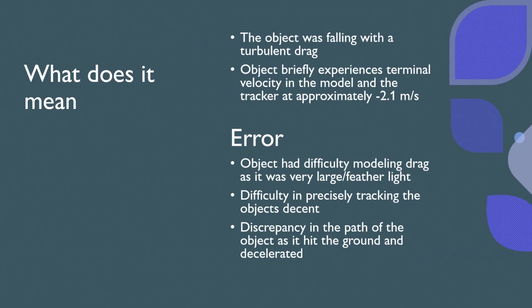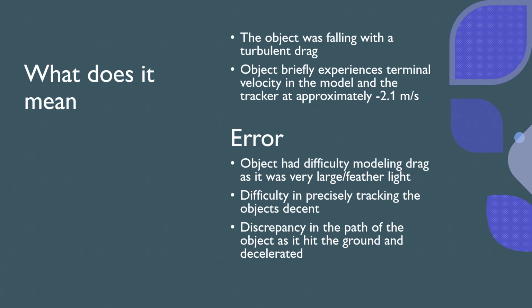But what does that mean? The object was falling with a turbulent drag. The object briefly experiences terminal velocity in the model with the tracker at approximately negative 0.2 meters per second.